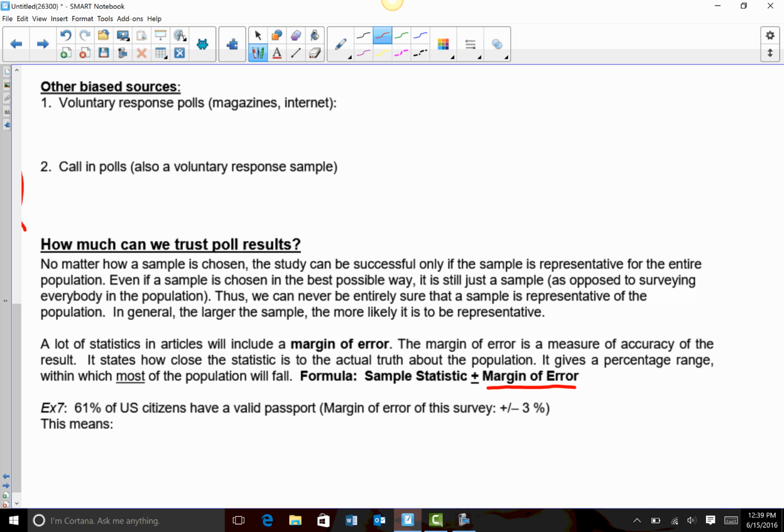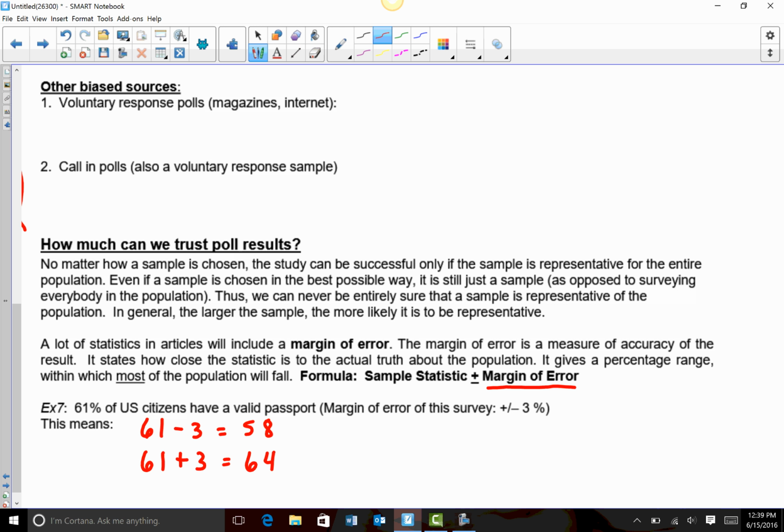So in example 7, it says 61% of U.S. citizens have a valid passport, and the margin of error for that survey was plus or minus 3%. So we first need to figure out our range here, and you find that very easily by taking the statistic that you're given, and you add and subtract your margin of error. So I'm going to say 61 minus 3 and 61 plus 3. Obviously 61 minus 3 is going to give me 58, and 61 plus 3 is going to give me 64.